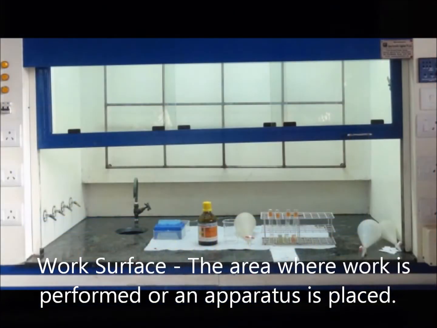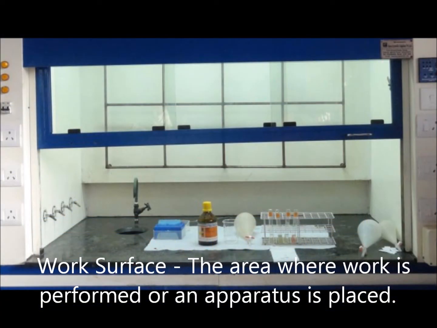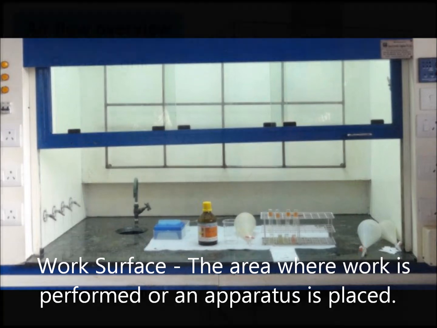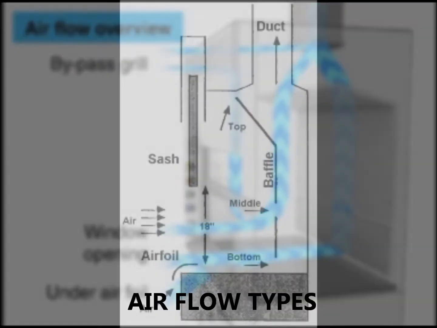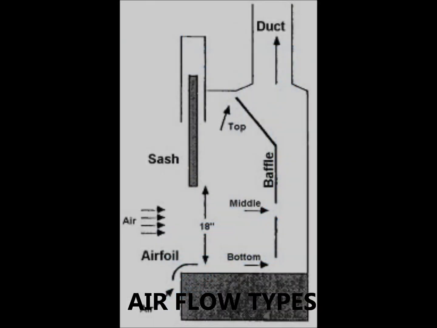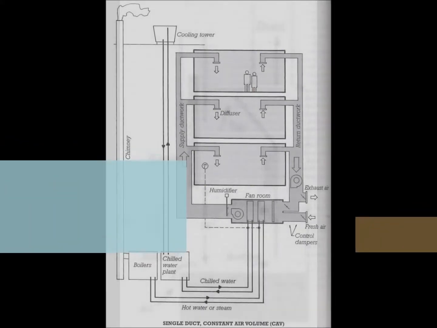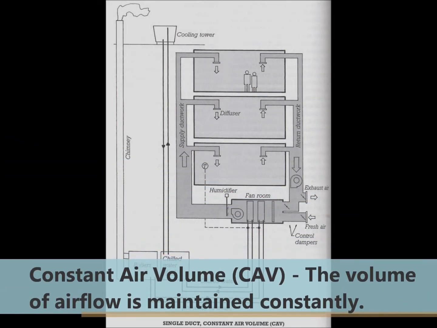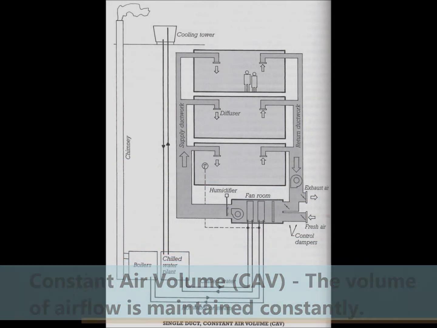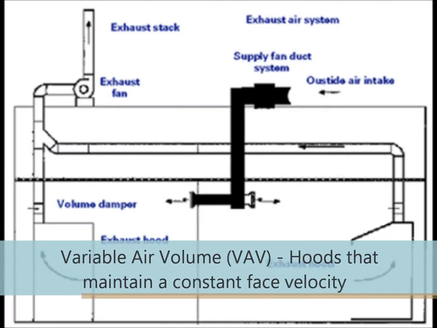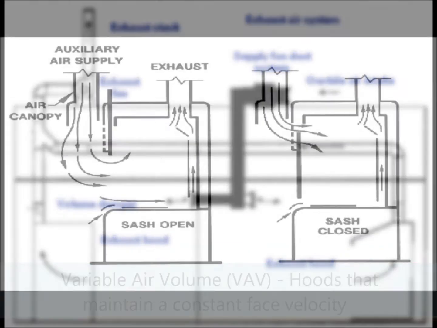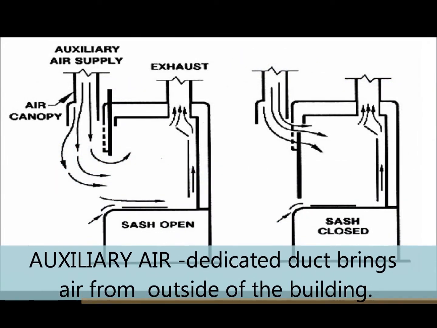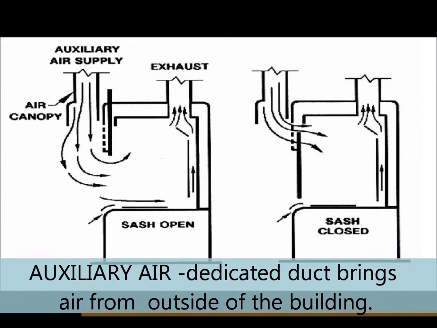Work surface. It is the area where work is performed or an apparatus is placed. The function of the hood. This is an overview of airflow in the hood. The airflow types. Constant air volume. It maintains a constant volume of air. Variable air volume. It maintains constant face velocity. Auxiliary air. A dedicated duct which brings air from outside of the building.